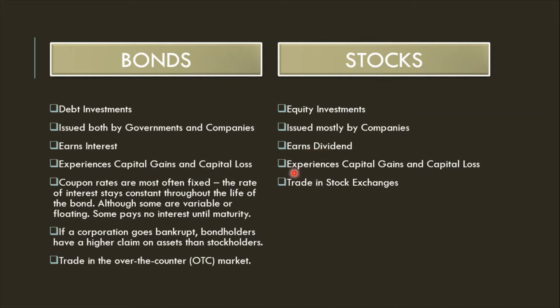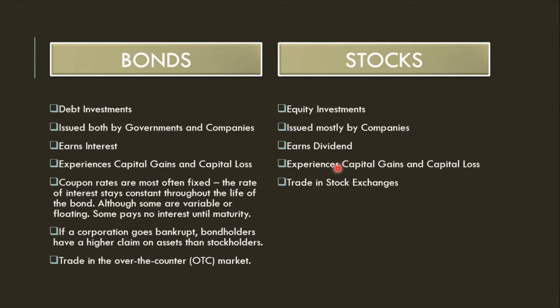And bonds and stocks both experience capital gains and capital loss because there are certain types of bonds that you could actually trade in the market. But there are bonds that are purely bought to be held until they mature. But for some bonds, there is what we call a secondary market, meaning you can trade bonds from one trader to another.